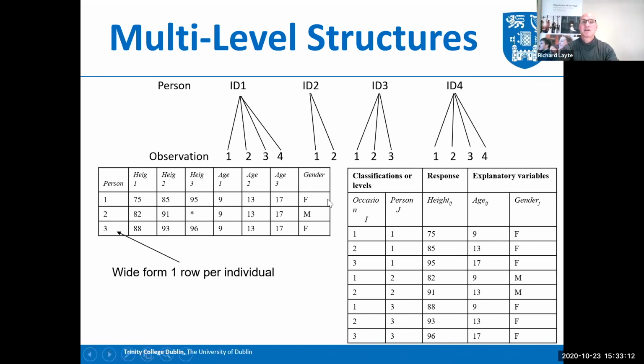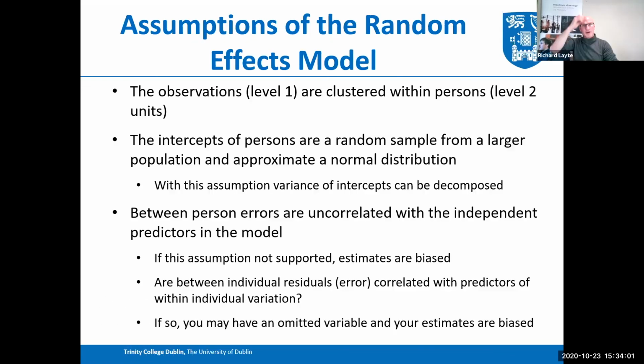Now this is a really useful approach that I've used, and I'll come back to an example in a second. What are the assumptions of these random effects models, these multi-level models? Well, we've got observations that are clustered within people, okay? And we're making the assumption here that the intercepts of persons are a random sample from a larger population, approximating a normal distribution. So you've got to have enough of your level 2 units to justify that assumption.